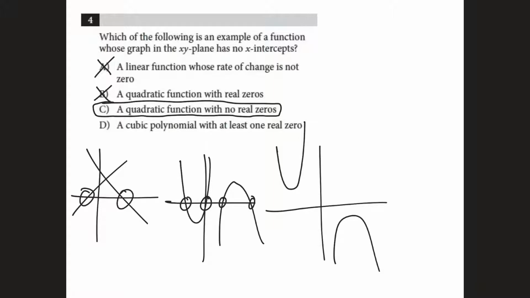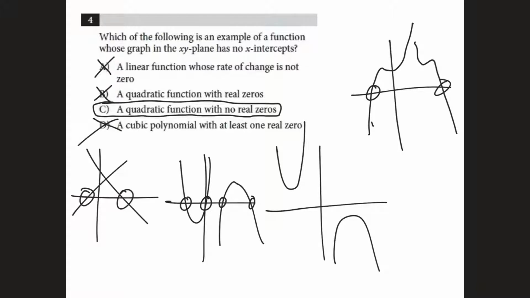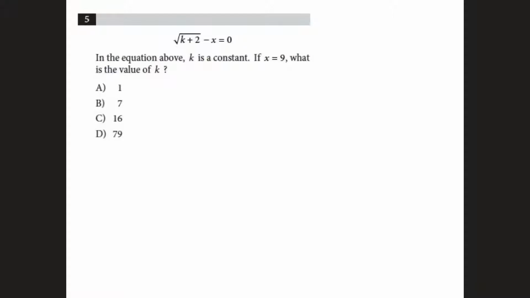And then D, just to look at it just for fun, is a cubic with at least one real zero. Well, a cubic with one real zero is going to be going up from left to right, or it could be going down from left to right. Either way, it will have an x-intercept. Answer is C. Okay.